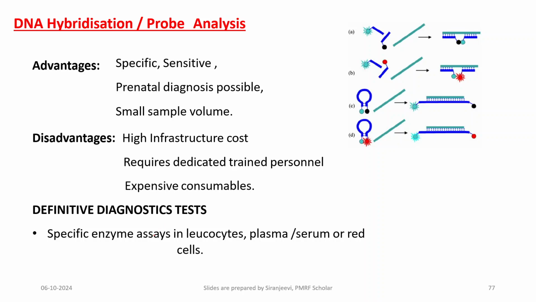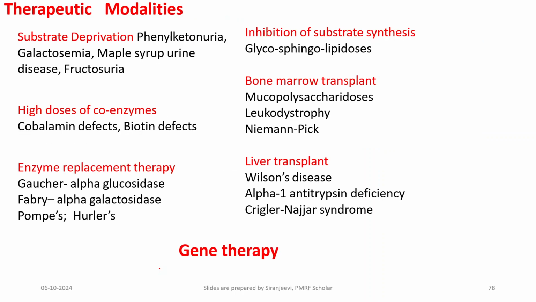And we can go for other kinds of specific enzyme assays in leukocytes, plasma, serum, or red cells. And if you look at the therapeutic modalities, there are different sets of therapeutic modalities. For example, substrate deprivation is used in the case of phenylketonuria, galactosemia, maple syrup urine disease, or fructosuria.